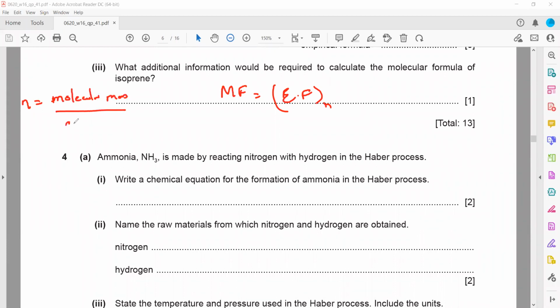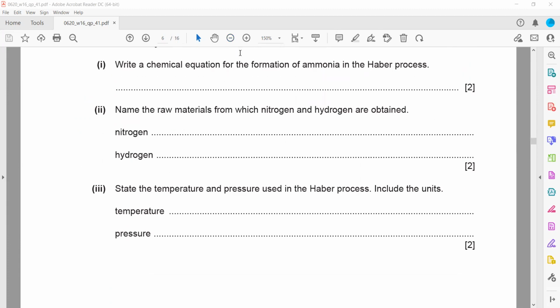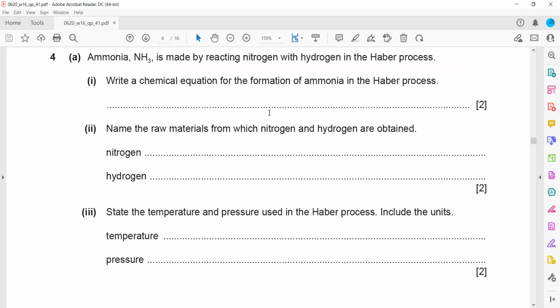In question 4, ammonia is made by the reaction of nitrogen with hydrogen in the Haber process. Write a chemical equation for the formation of ammonia in the Haber process. So when N2, the nitrogen, reacts with 3 moles of hydrogen, it gives 2NH3. That's a reversible reaction. 1 mark is for the correct reactant and product. 1 mark is for the balanced equation.